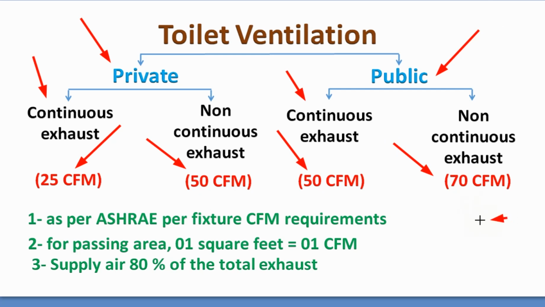For toilet ventilation, we make three calculations. Number one, we calculate the exhaust air CFM for toilet. Number two, we calculate the exhaust air CFM for the area outside the toilet. We call it passing area or service toilet. And as per ASHRAE, we consider 1 CFM for 1 square feet of the area. Number three, when we are taking out the exhaust air from the toilet, then how much fresh air we need to supply to the toilet, and we consider it 80% of the exhaust air.